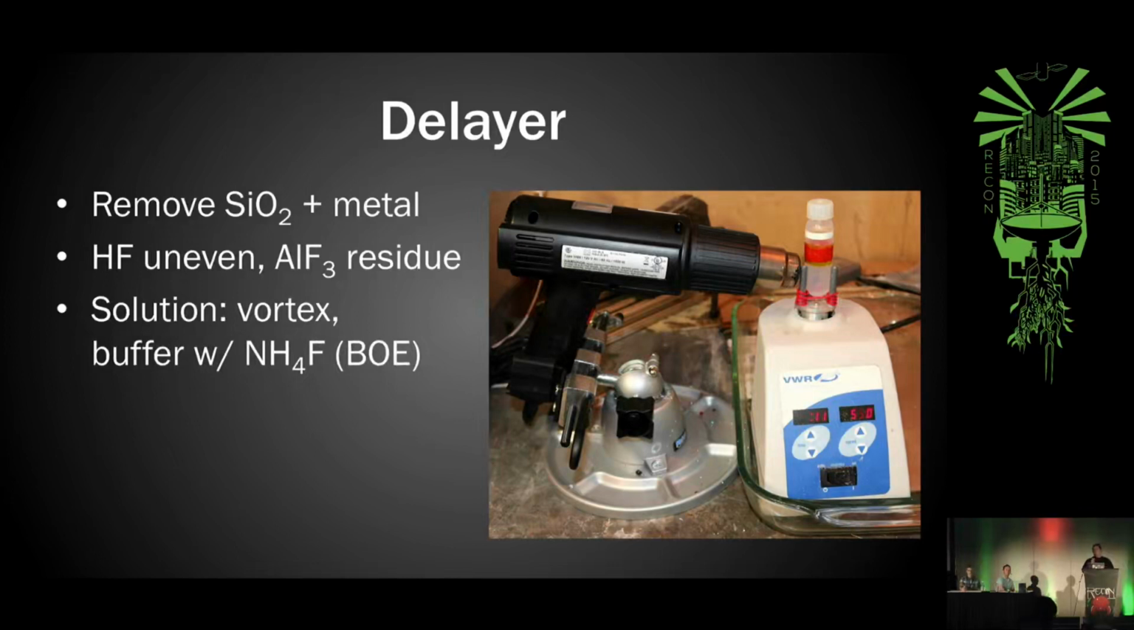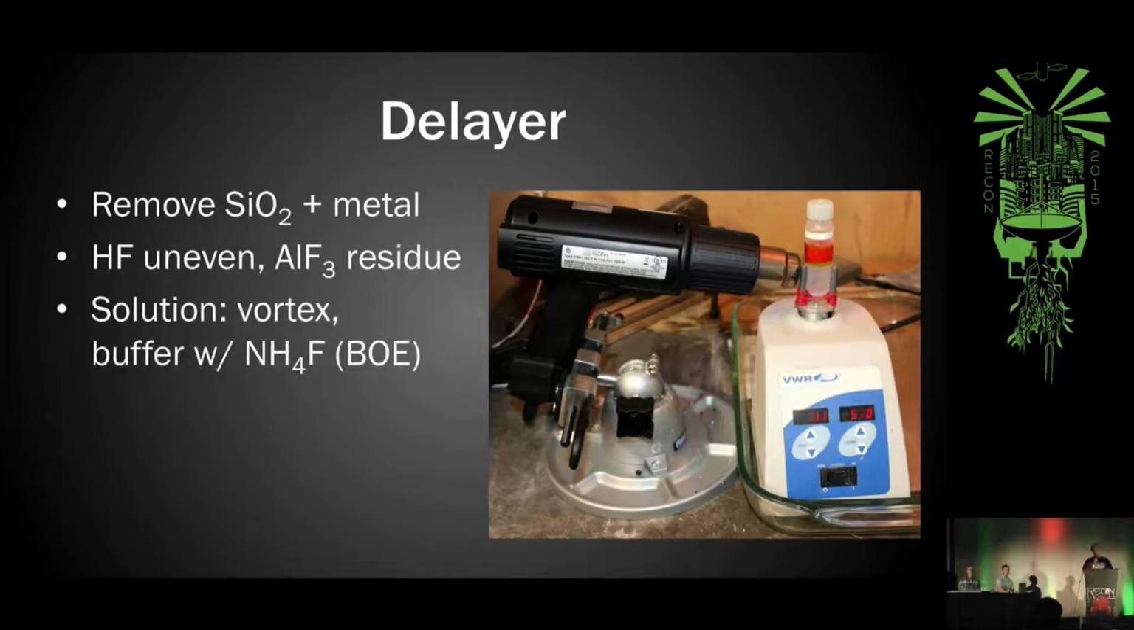Unfortunately, this had a few big problems. The first is that it's somewhat uneven, which I'll talk about later, and causes some real problems. And the second is that it leaves this aluminum fluoride residue. And that's going to deposit some gunk on the die that's going to cause some other later problems. After a little bit of researching, looking through some failure analysis books, the general recommendation is to use so-called buffered oxide etch. And the idea is that you add ammonium fluoride, which is a buffer.